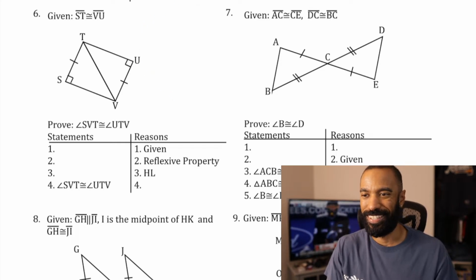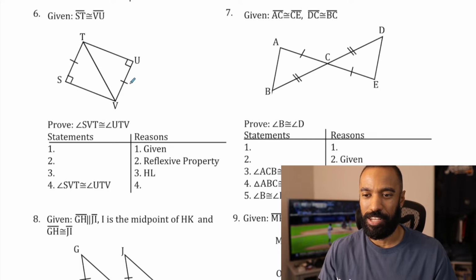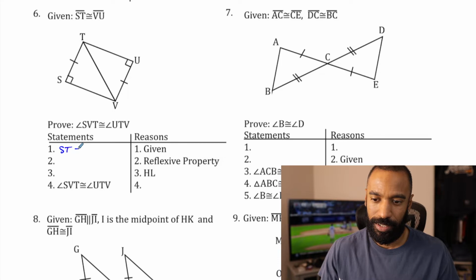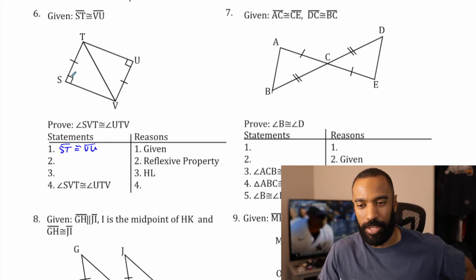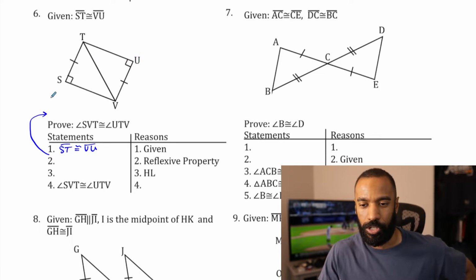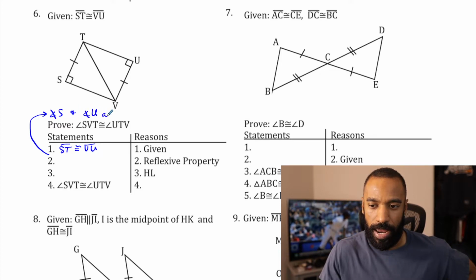Number 6. Rookie mistake. Given segment ST is congruent to segment VU right there. That is totally given. This is once again one of those things, guys. I'm feeling they're missing something. They have to tell us somewhere here, and I'm gonna write it. This is part of our statements. It's gonna wedge right in between. It's given by marking, but we didn't write it, and we really should have. Angle S and angle U are right angles.